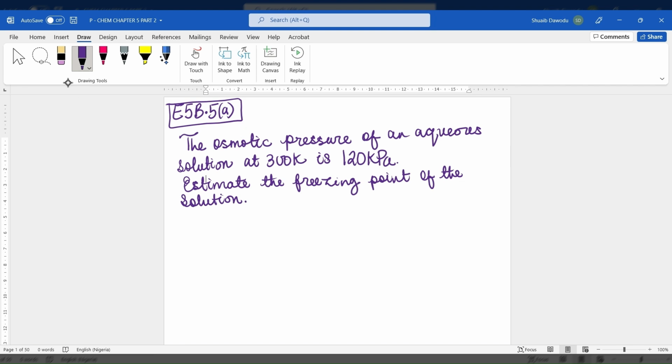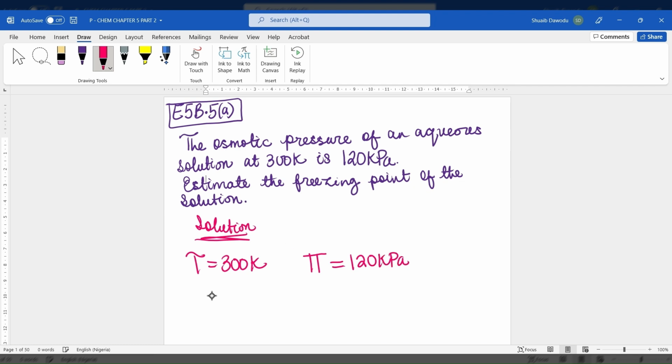So the question is telling us that the osmotic pressure of an aqueous solution at 300 Kelvin is 120 kilopascal. From just this first sentence, we can write out the parameters that we're given. The first parameter is temperature, which is 300 Kelvin. The next parameter is the value for the osmotic pressure, which has its own symbol, and this is 120 kilopascal. They're telling us to estimate the freezing point of the solution.